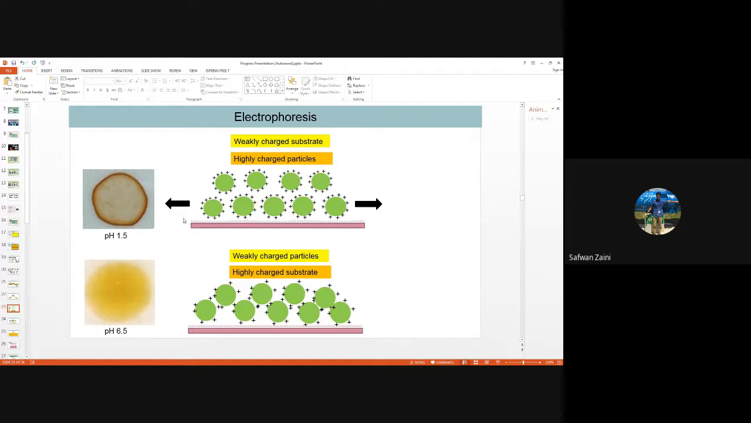It turns out that in the case of pH 1.5, the particles are highly charged and the substrate is weakly charged. In such cases, because of the electrostatic attraction between the highly charged particles and the substrate, there is a deposition of a layer of particles on the substrate. However, once the layer gets deposited, there is a repulsion between the particles in the fluid and the particles that are already deposited on the surface.